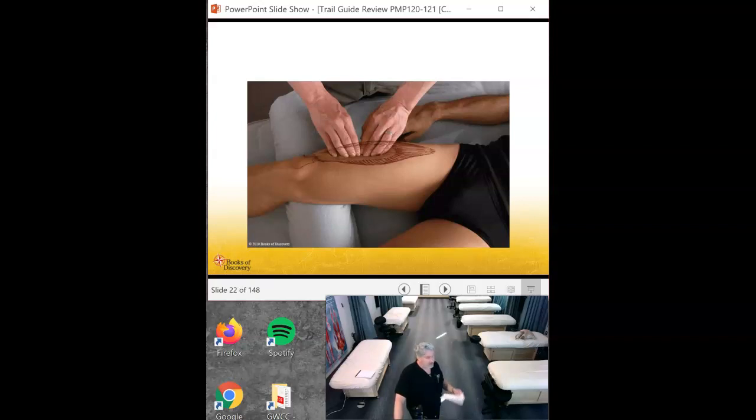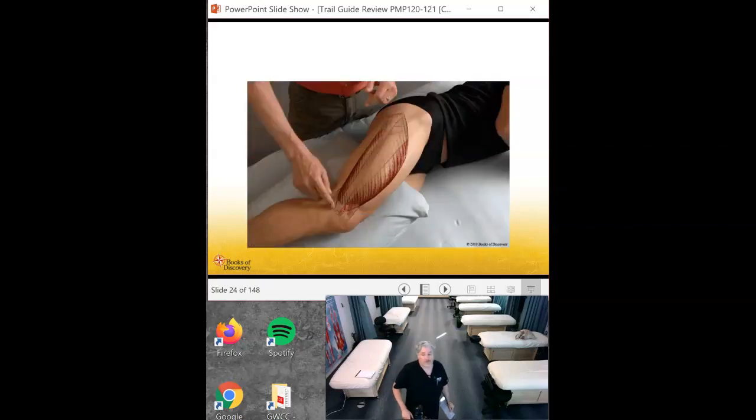Mr. Craven, what is this? That's gotta be the vastus lateralis. Yeah. What's its action or actions? Extend the knee. Yes.